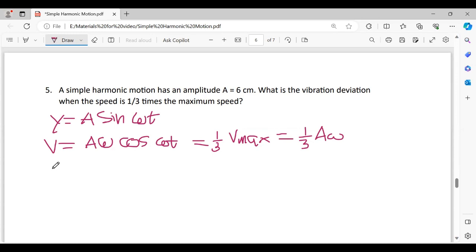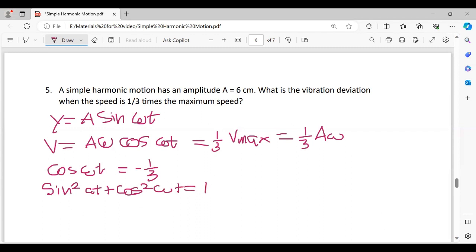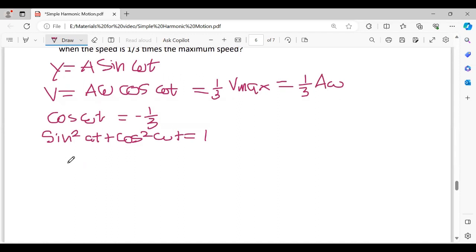Now cosine omega t equals 1/3. And then sine squared omega t plus cosine squared omega t equals 1. This is a trigonometric identity.